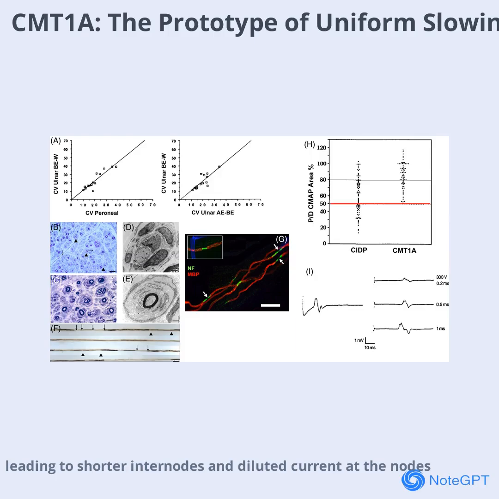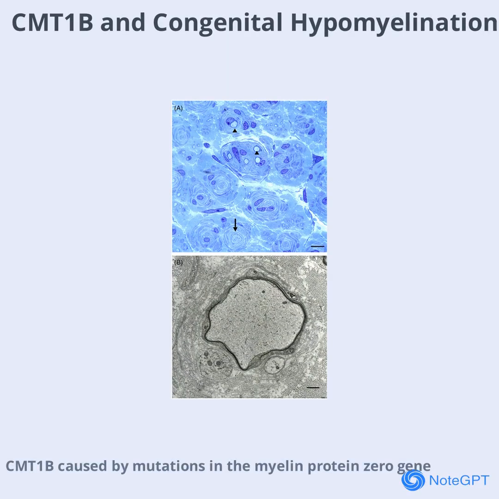current at the nodes. CMT1B, caused by mutations in the myelin protein 0 gene, and congenital hypomyelinating neuropathies present with very slow conduction velocities, sometimes below 10 m/s. Pathology shows fibers with little or no myelin, and onion bulbs. These disorders highlight how developmental defects in myelin formation can lead to profound slowing, even without active demyelination. The clinical presentation often includes early onset weakness and sensory loss.